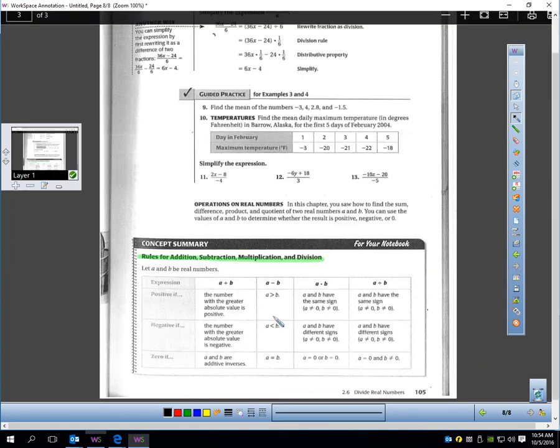One last thing, I'm not going to read this whole chart to you, but this little chart reviews whether you get positive or negative answers when you add, subtract, multiply, divide. We've already covered all that in each individual lesson, but I thought this is a good chart that you could use to review and summarize when these things happen, so I just wanted to bring that chart to your attention.